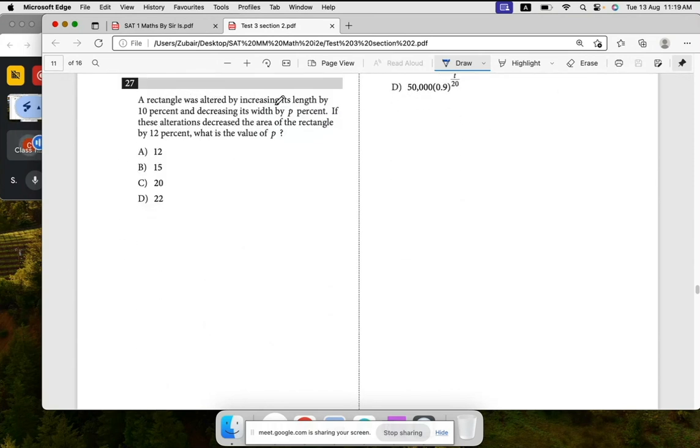A rectangle was altered by increasing its length by 10% and decreasing its width by p%. So whatever the length was, it is now 1.1 times length. Whatever the width was, it is decreased by p%. So new width is w times 1 minus p. P should be in decimals, or let's say p by 100. So p%. If these alterations decrease the area of the rectangle by 12%, what is the value of P?